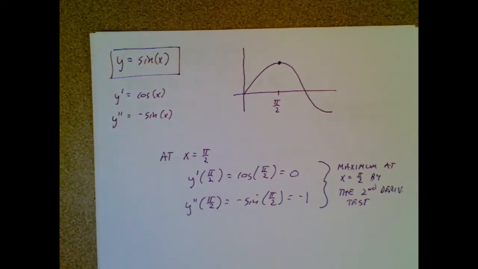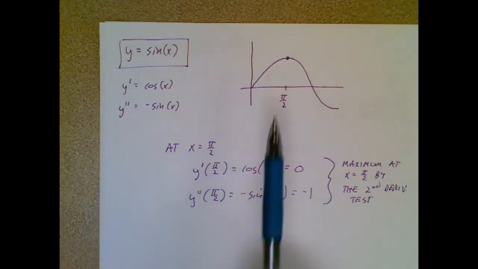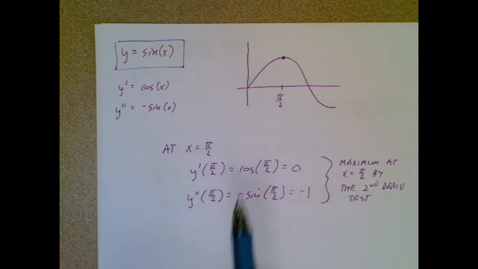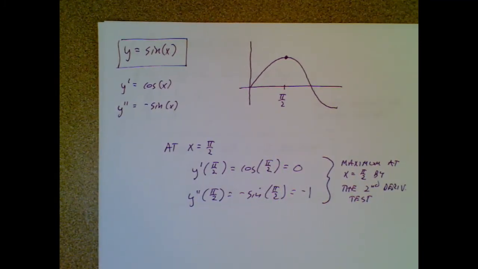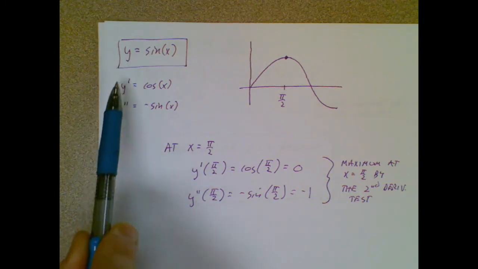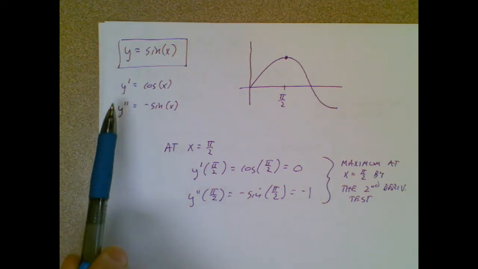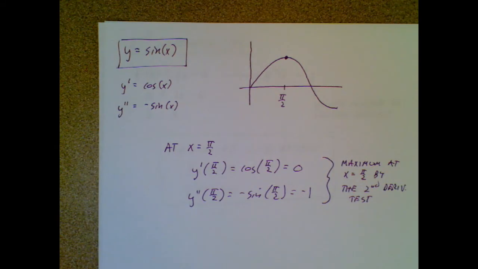And here I have your friendly sine function. And because we're so familiar with it, you know there's a maximum at pi over 2, but let's pretend you didn't. If I wanted to use the second derivative test, I would move on to the first derivative, then the second derivative, because I'm going to need both of those. And I would need to know, hey, when do I have horizontal tangents? Or in other words, when is y prime equal to 0?